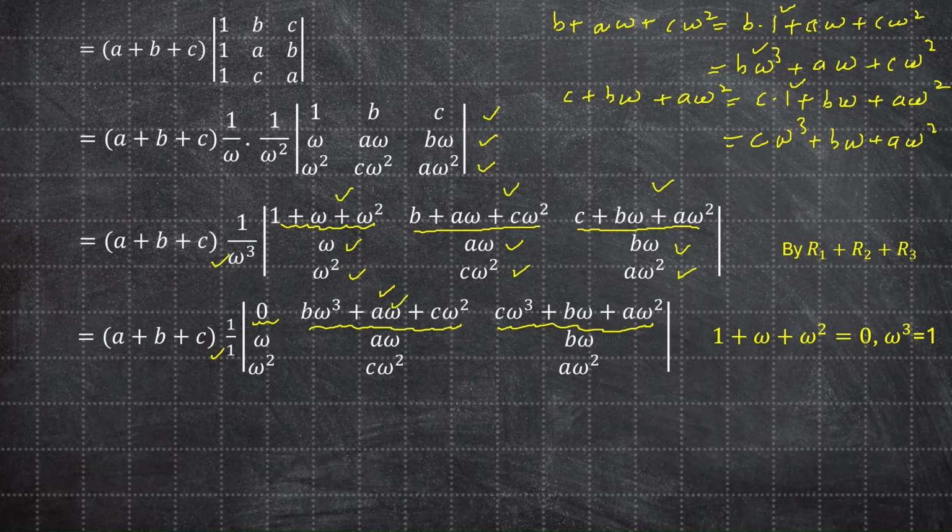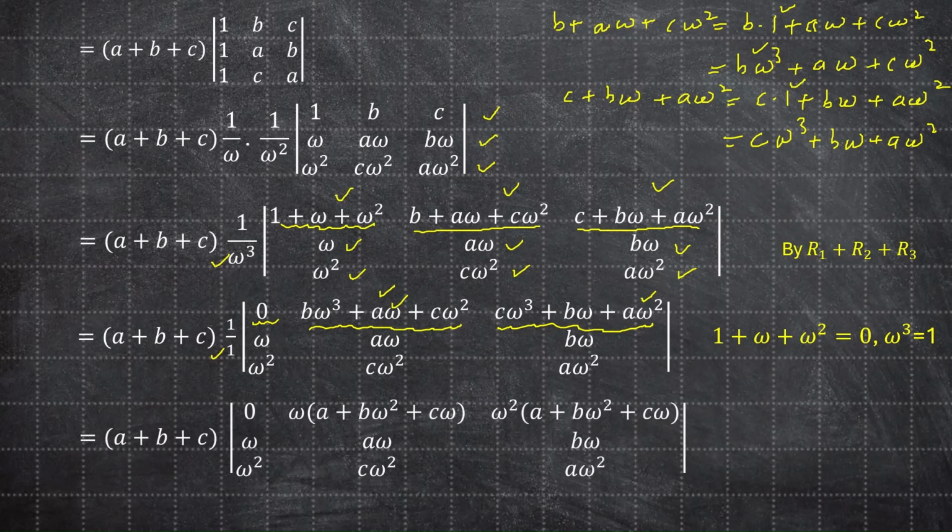We shall take common omega from this term and omega square from this term, and we can write it as, so the left hand side becomes here the term b omega cube plus a omega plus c omega square. We have taken omega out of these three terms and get omega into b omega square plus a plus c omega. Rearrange it and write it as a plus b omega square plus c omega.